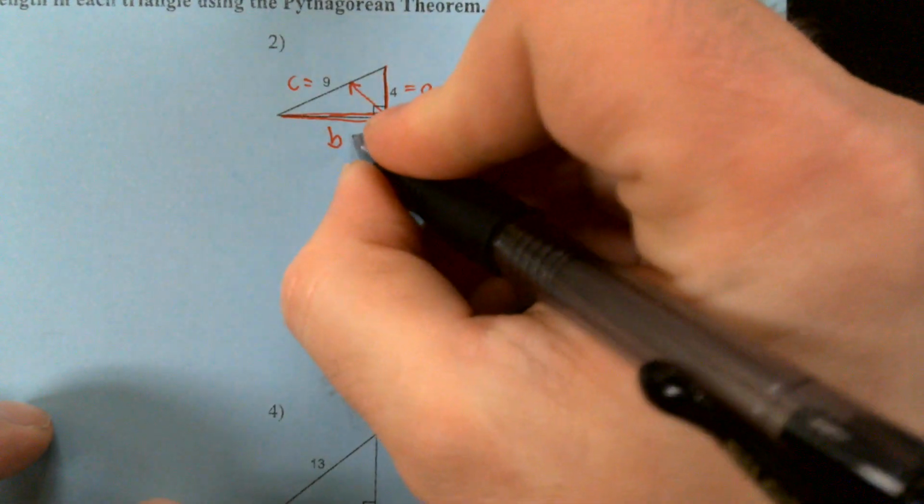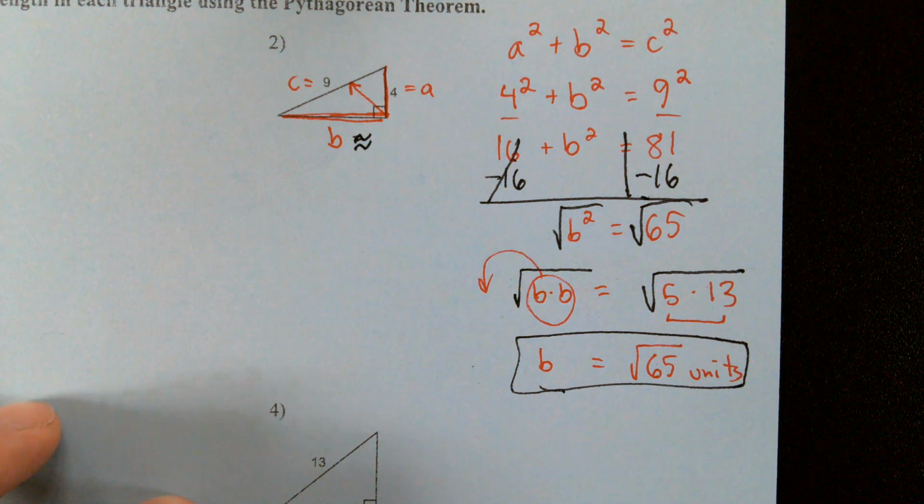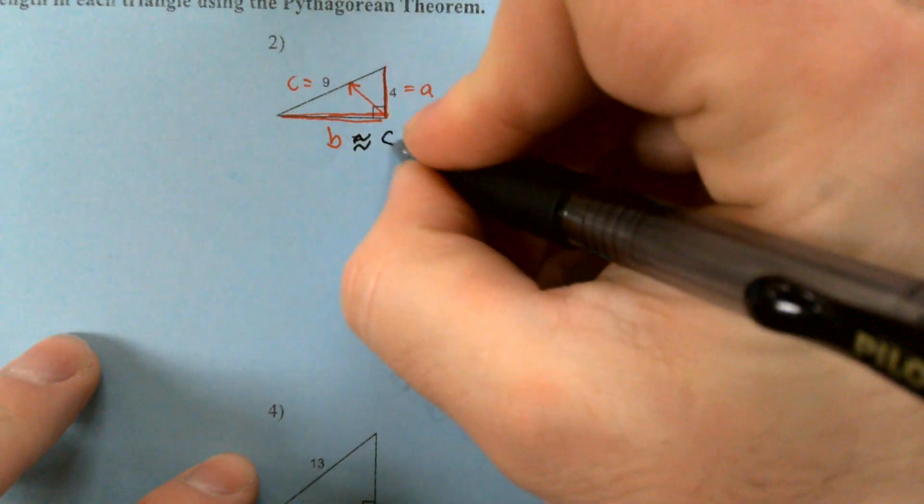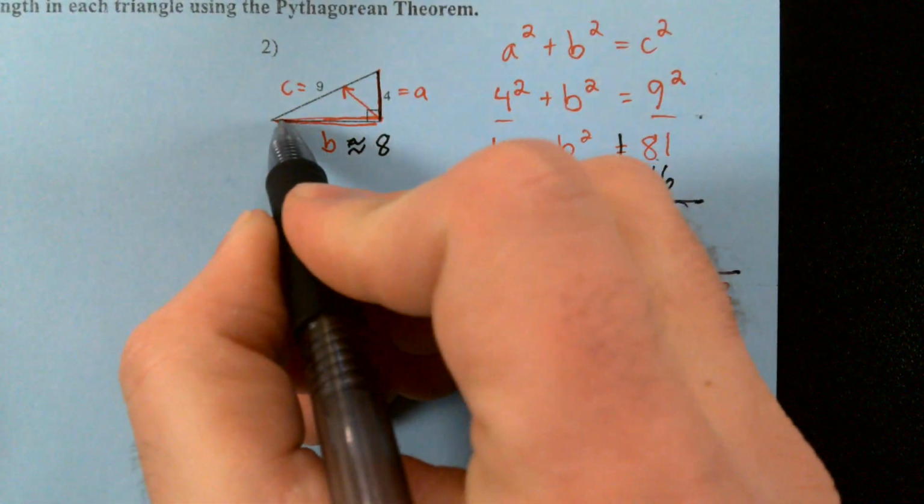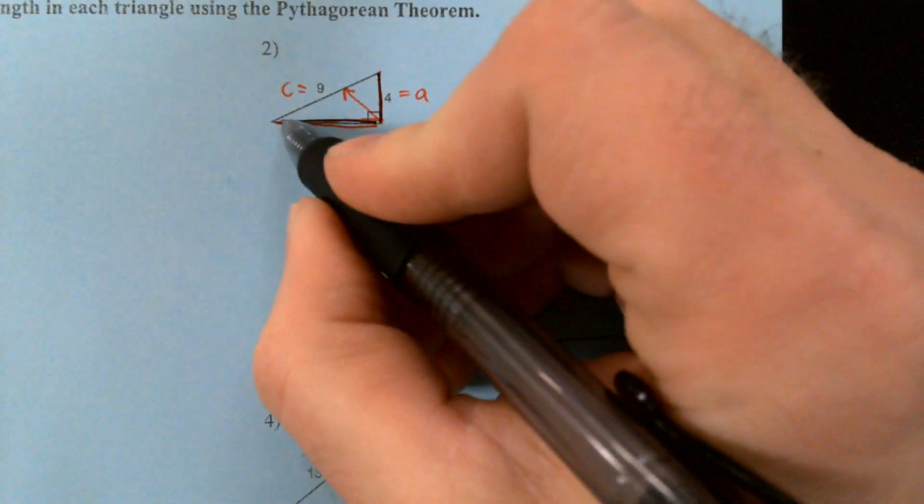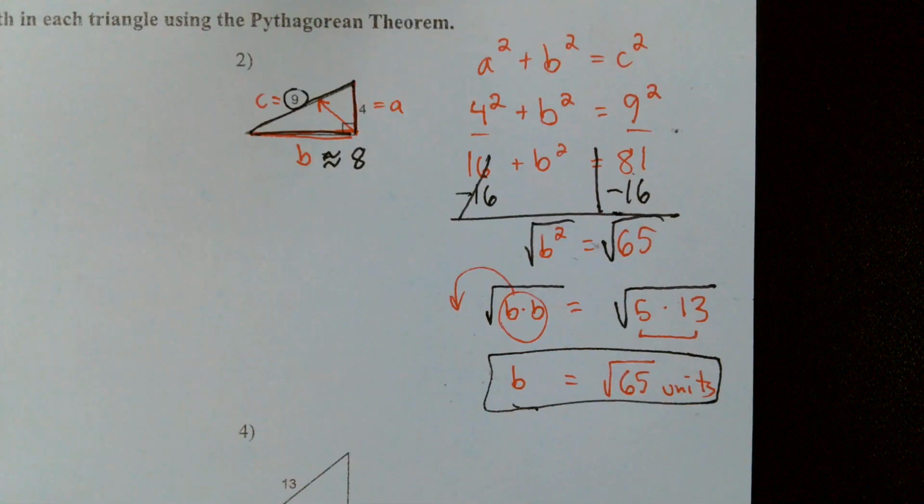And that would make sense that B is equal to, I'm going to do a little squiggle equal sign. That means that it's about equal to, it's not exact, but B is about equal to 8. Right, and that makes sense. If this side's 4, this side's about 8, our longest side here is going to be 9. That's our hypotenuse.